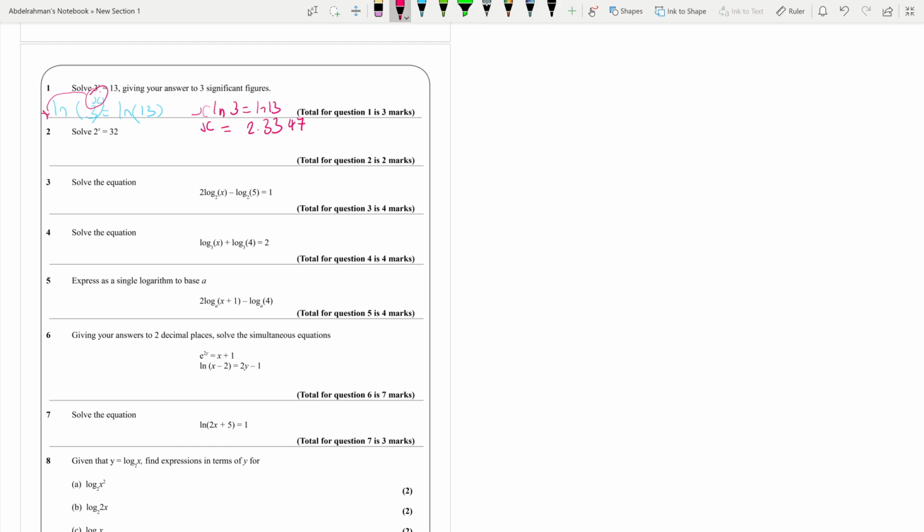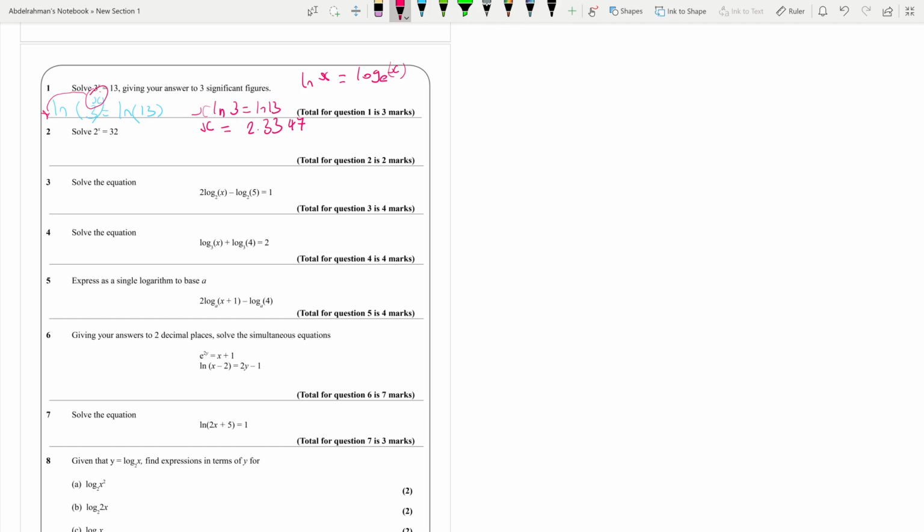Also, I just want to make a clarification that ln of x is the same as log of e to the power x. It should give you the same answer, but we just write ln because it's easier.